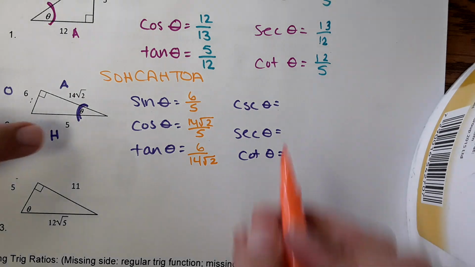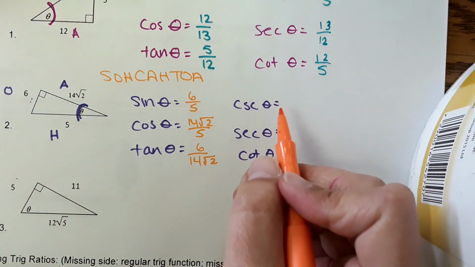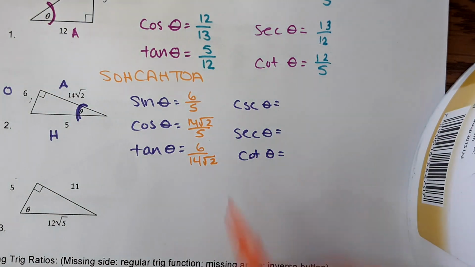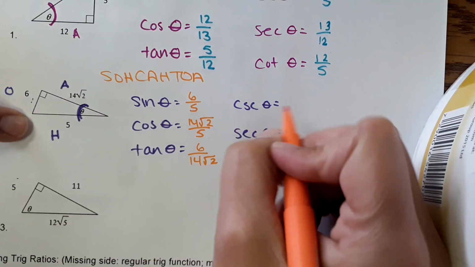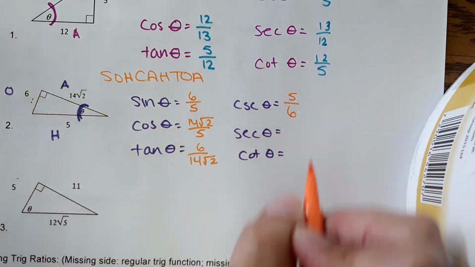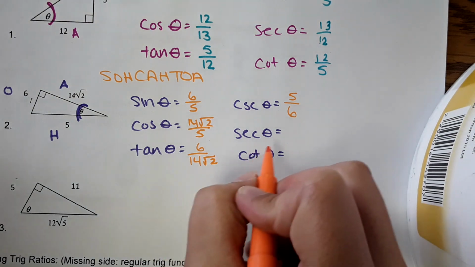And then for cosecant, I'm actually looking up at the top, hypotenuse over opposite. Would the homework have any, like, will we need to simplify those radical ones? Nope.